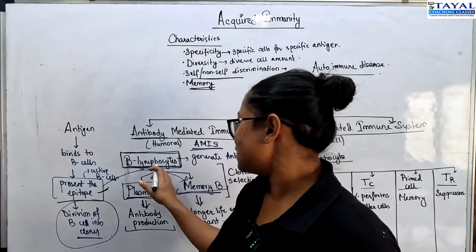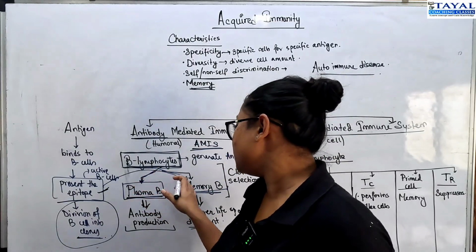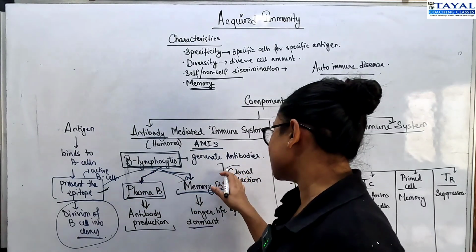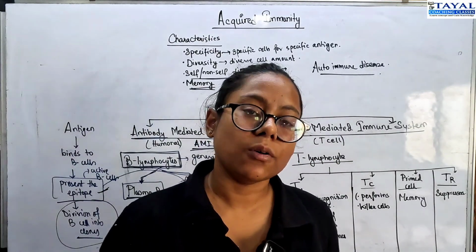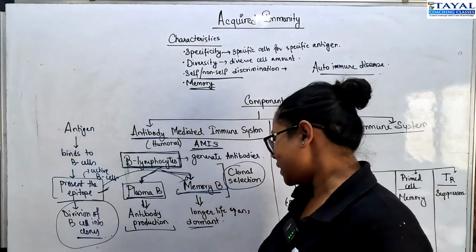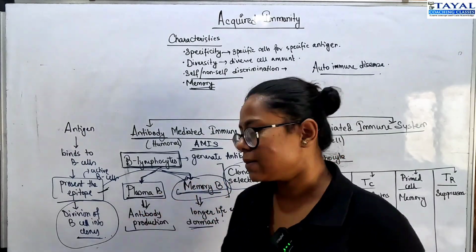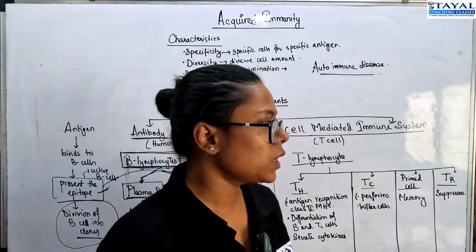So this, the division of the activated B lymphocyte into its clones, is known as clonal selection. Okay, and obviously clonal selection takes some amount of time. To avoid that, the next time we have the memory B cells. Okay, it's just faster that way.